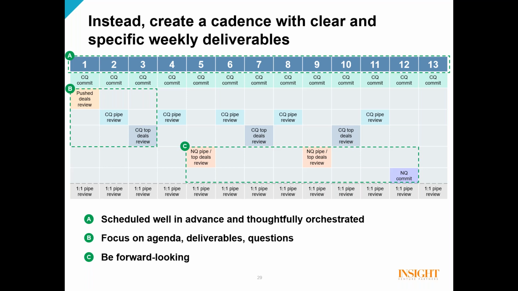And if it's clear when you have the schedule, reps go into the week knowing exactly what they're going to be held accountable for. They will update their own pipelines for next quarter, and you won't have to chase them because they know that in week 5, we're going to start talking about your next quarter pipe, or in week 9, or in week 12, talking about what is your commit for next quarter.